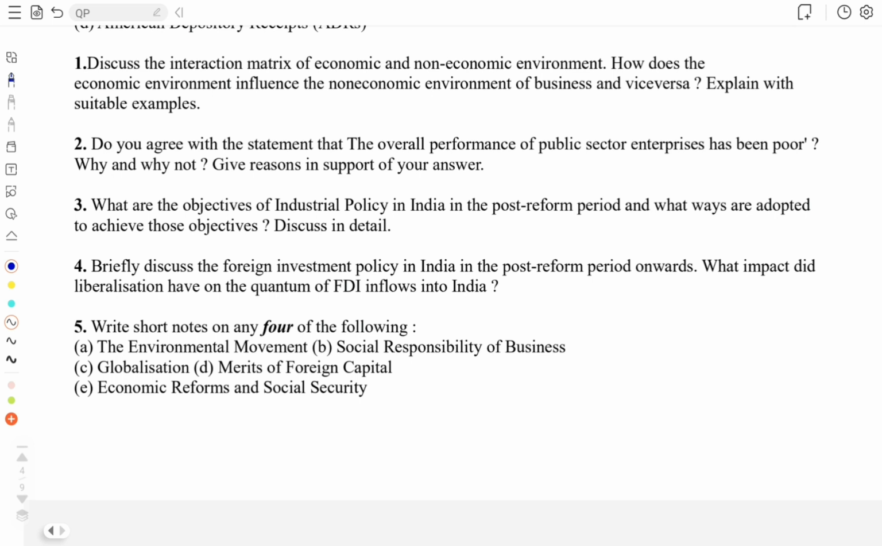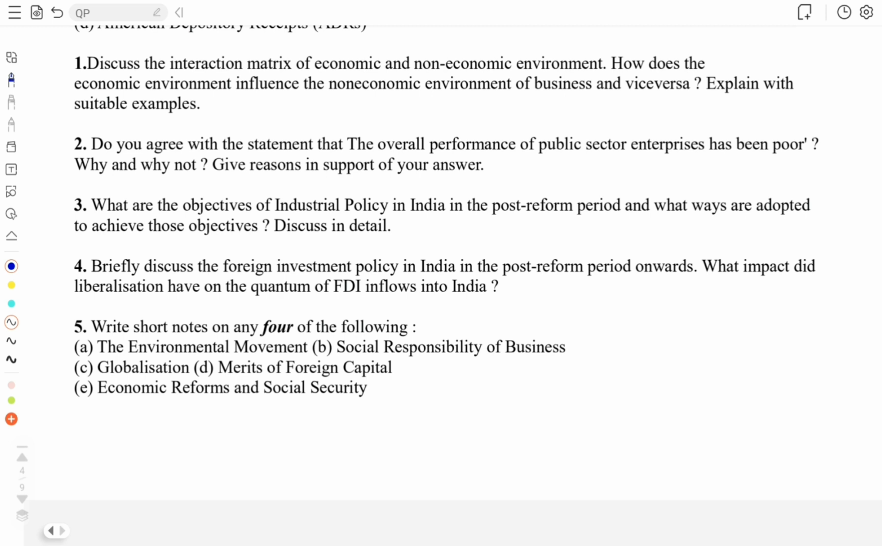Briefly discuss the foreign investment policy in India from the post-reform period onwards and what impact did this liberalization have on the quantum of foreign direct investment, that is FDI inflows into India. So India's foreign investment policy is governed by FDI policy and the Foreign Exchange Management Act, okay, and it is there to sustain India's economic growth. The foreign investments are needed. Protection of sectors of strategic importance like defense and telecom was included in the foreign investment policy, right? So in defense and telecom, foreign investments were not allowed. Still, it is not allowed.